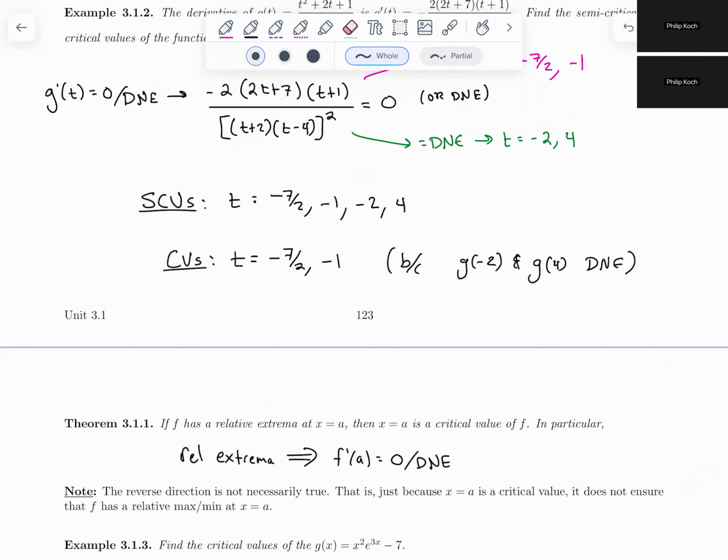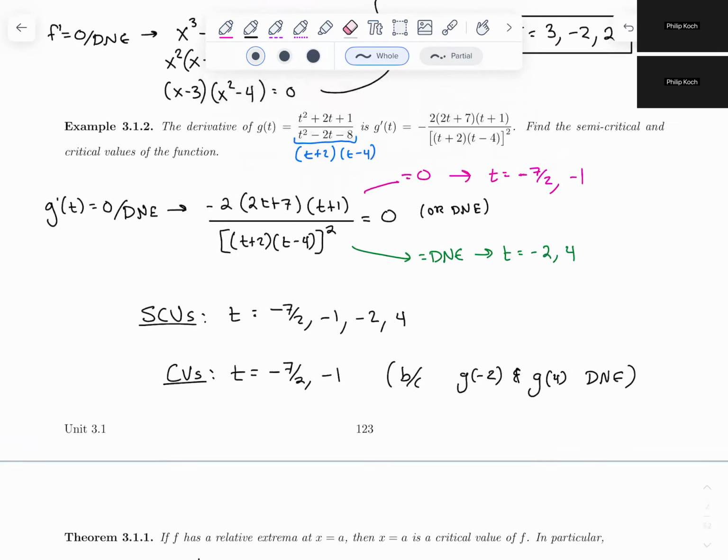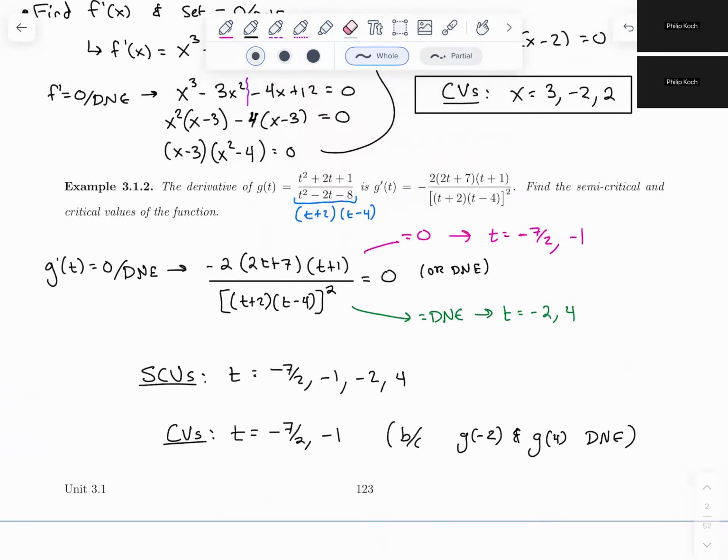When you're finding semi-critical and critical values, it's the exact same process: find the derivative, set it equal to 0, and find out where it doesn't exist. The only thing you need to check at the end of the day is whether the original function exists there. This example was a prime example of critical values versus semi-critical. When we found that the derivative was given to us, we set it equal to 0 or where it doesn't exist.